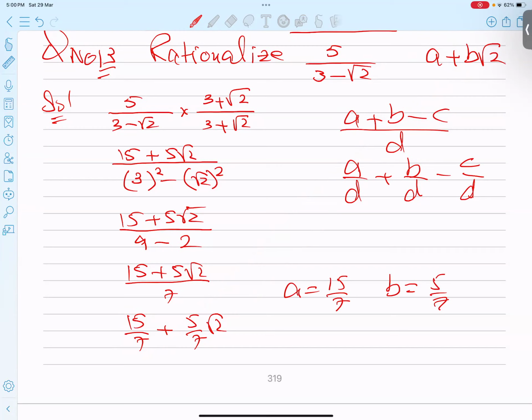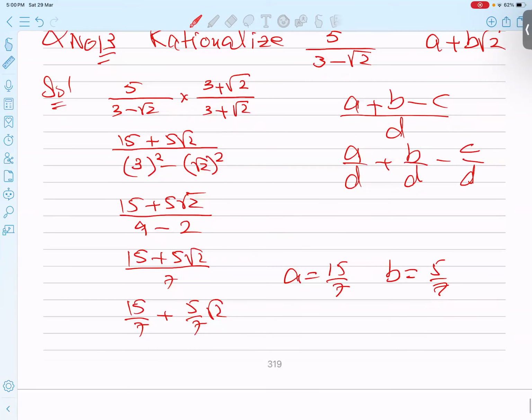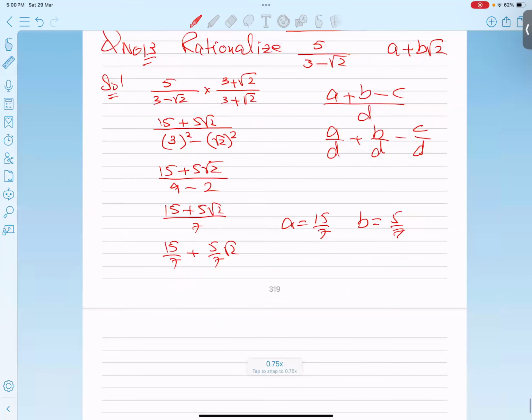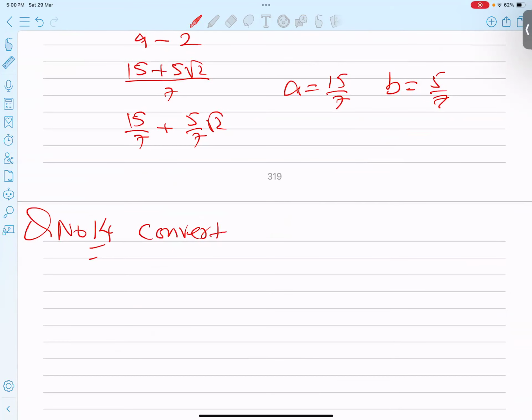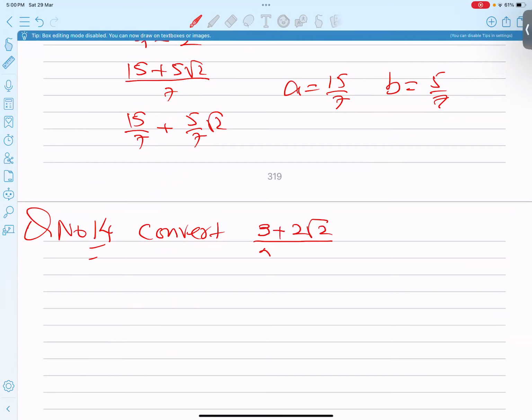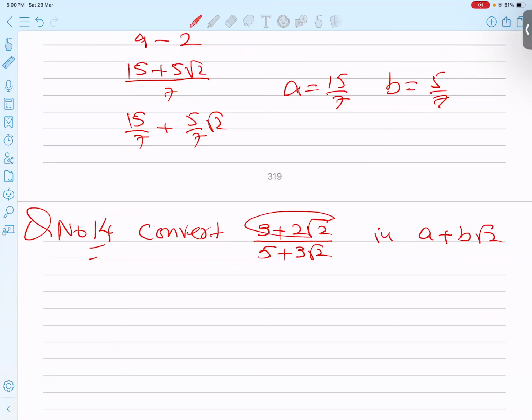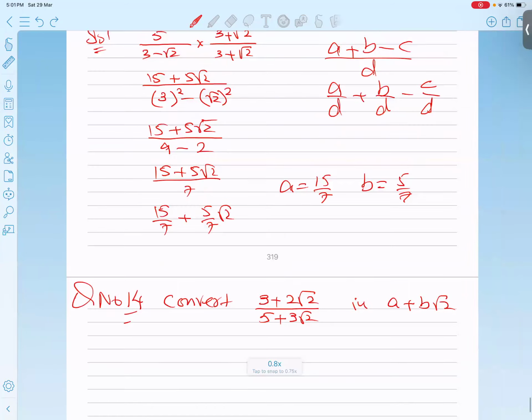I hope the point is clear, but now I'm giving a little bit more complicated question. Get ready. Question number 14. This question you will try. So convert (3 plus 2 root 2) over (5 plus 3 root 2) into the form a plus b root 2. I think now we have a little lengthy working, but let's see how you're able to solve. And you have to convert into this form. So I'm going to stop recording.